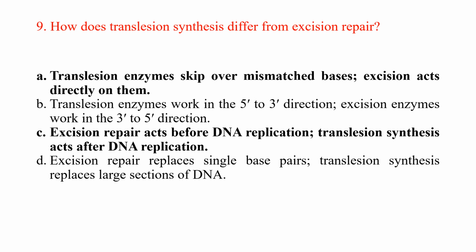And we follow through with the true-false statements for letter B and D. Letter B very simply is false, since excision enzymes do not work in 3' to 5', they work in 5' to 3'. And finally, excision repair replaces single base pairs. That is incorrect. It can actually take care of large swaths of the DNA, and translesion synthesis actually will take care of very small pieces, usually the dimers we had discussed in the previous chapter. So both B and D would be false.